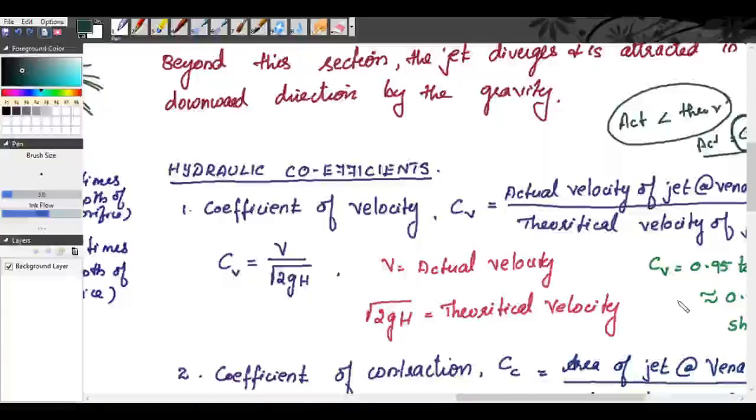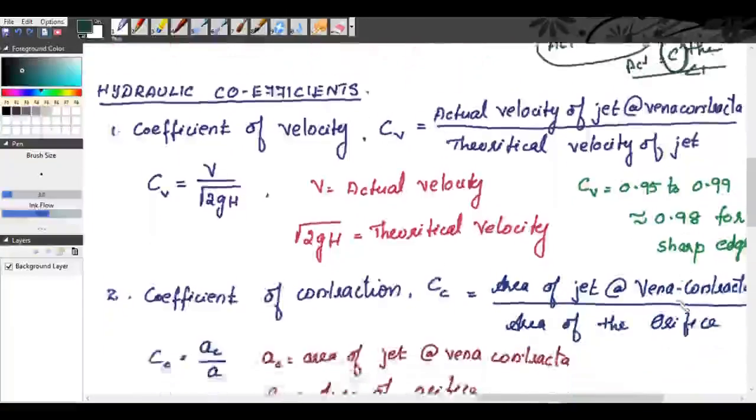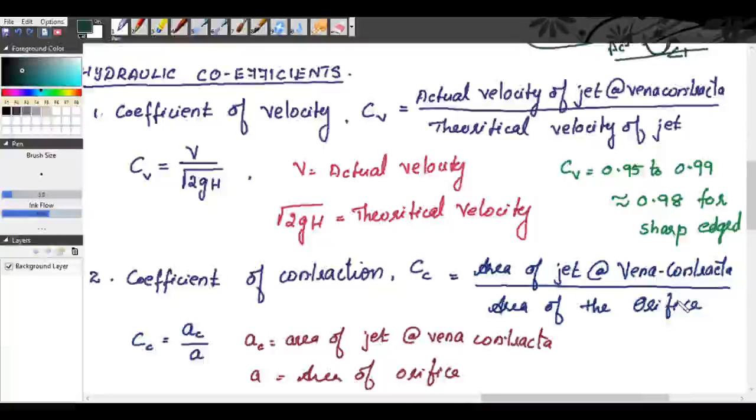Okay. Now, the second coefficient is the coefficient of contraction. The coefficient of contraction is the ratio between the areas, the ratio between the smaller area and the larger area. See, for velocity, you take the ratio of the smaller velocity by the larger velocity. So the numerator is smaller, the denominator is larger. Here it is the smaller area by the larger area.